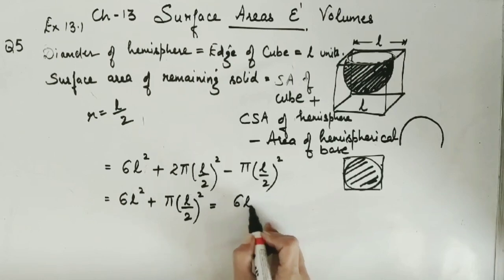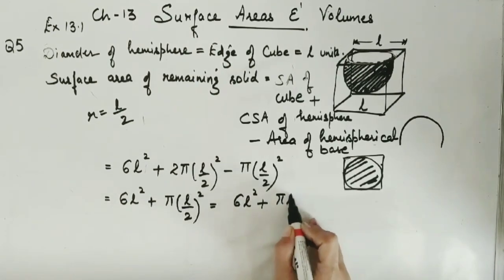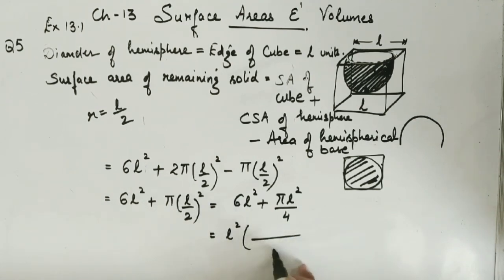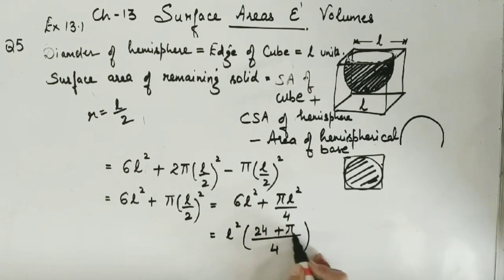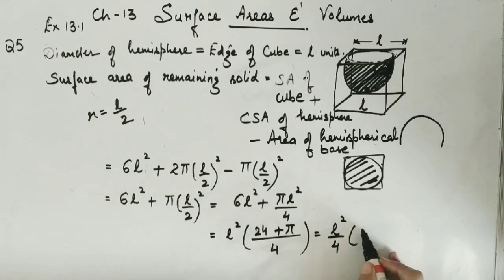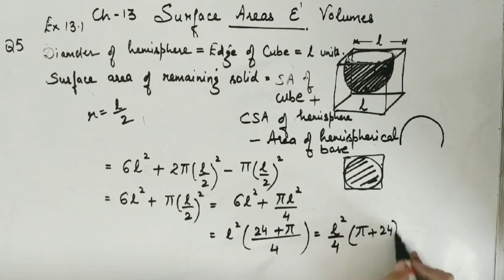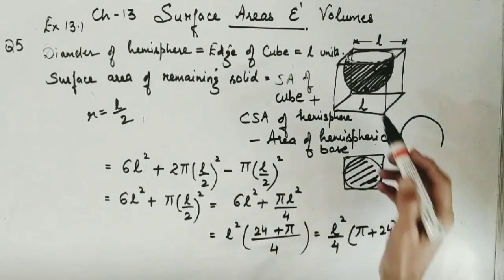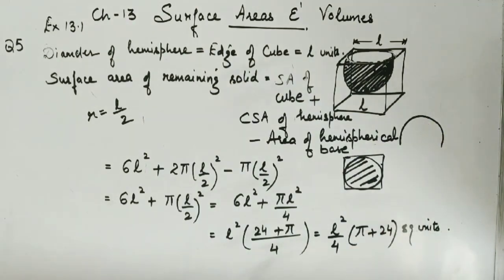Solving it further, this is 6L square plus pi L square by 4. Bring L square common, take out the LCM. This is 24 plus pi, so it becomes L square by 4 times (pi plus 24) square units. So this much is the total surface area of the remaining solid once the depression is taken out.